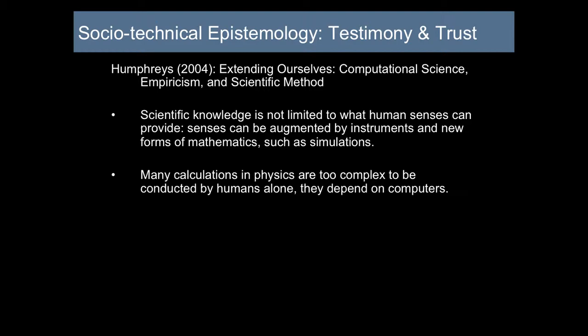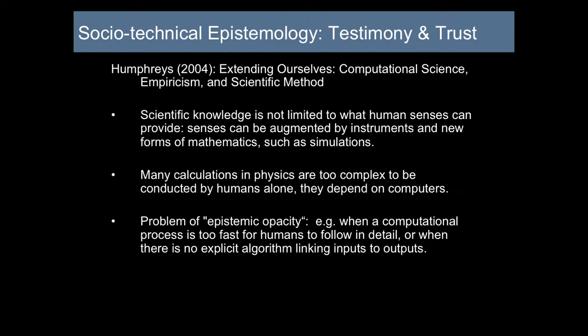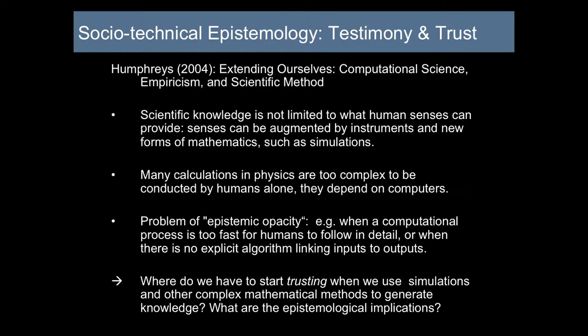They depend on computers. However, this leads to the problem of epistemic opacity. That is, when a computational process is too fast for humans to follow in detail, or when there is no explicit algorithm linking inputs to outputs. So here again, we have to ask, where do we have to start trusting when we use simulations and other complex mathematical methods to generate knowledge? And what are the epistemological implications of this trust in specific types of mechanisms?